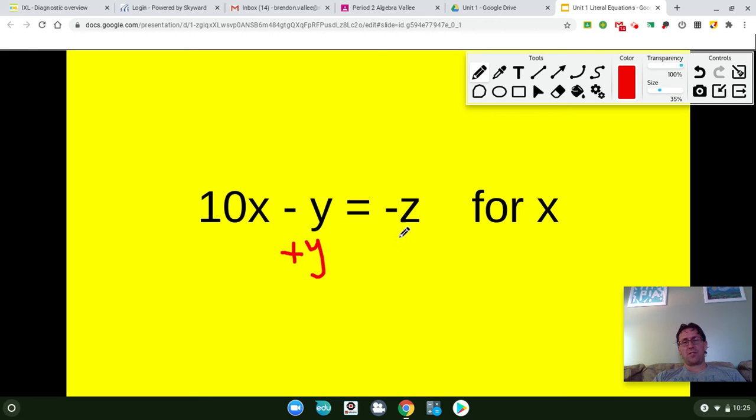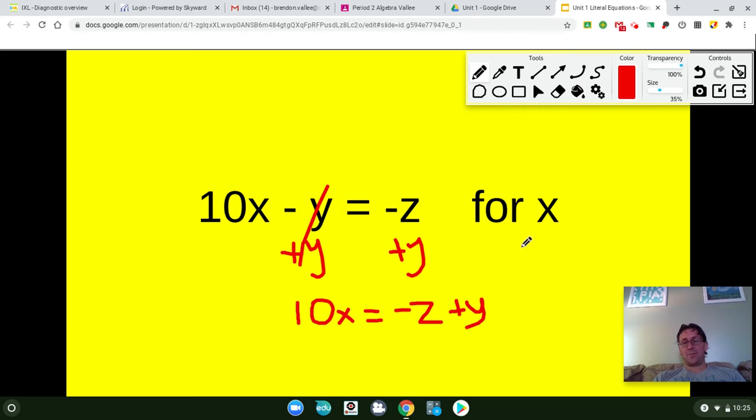Just like if it said plus 5, we'd add 5 to both sides. For this one, we're going to add y. So these y's cancel out, and you're left with 10x equals, now you could write y minus z, or you could write negative z plus y. Either one's acceptable.